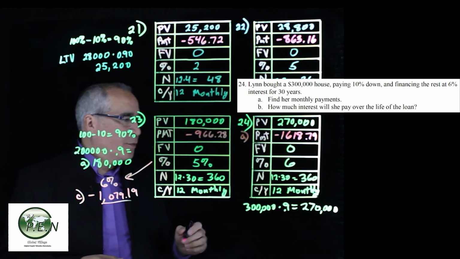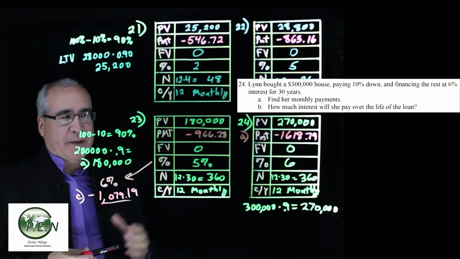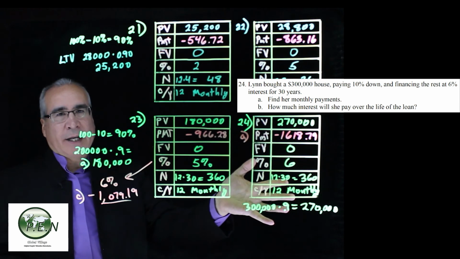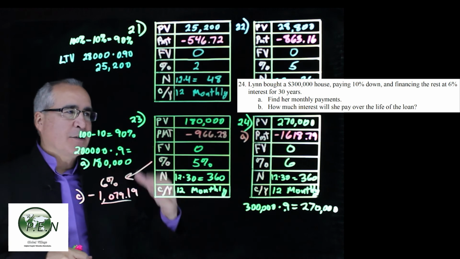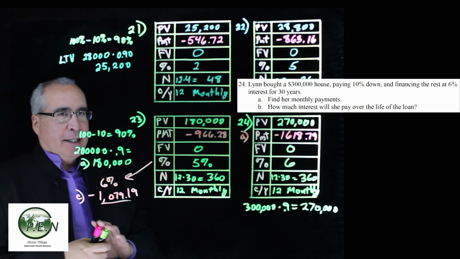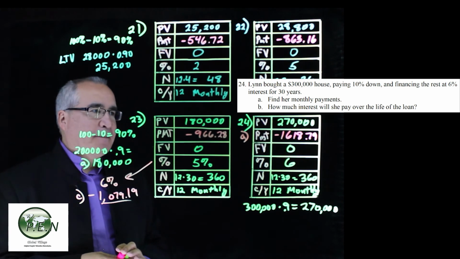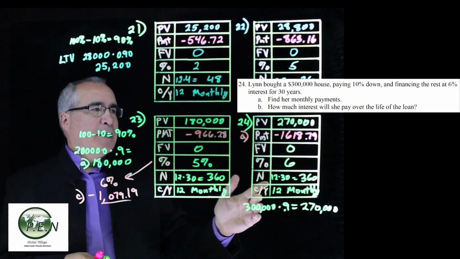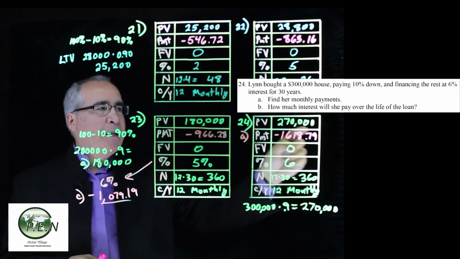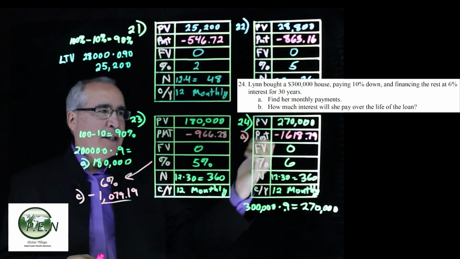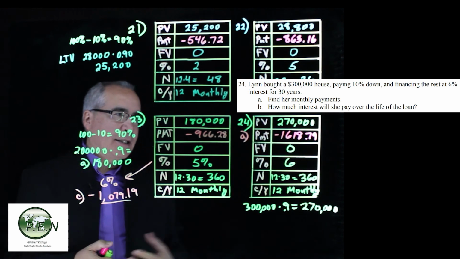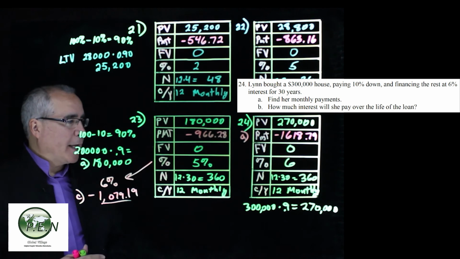Okay. How much interest will she pay over the life of the loan? Now remember, we cannot calculate that directly. We'd have to make 360 separate calculations of interest on each of the payments, and we just don't want to do that. So what we do is we can figure out what she will pay over the life of the loan, subtract off what the loan amount was, and then that will give us the amount of interest she paid.